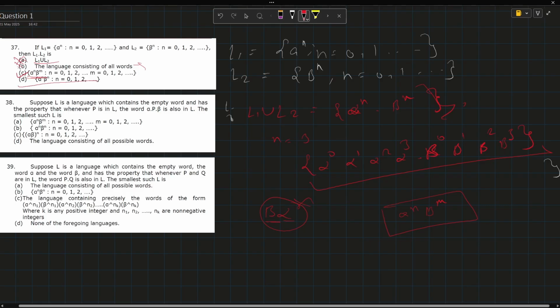And this one is also wrong because, of course, there is iteration of a different combination. There is nothing given like this n or m is equal. So yeah, C is the correct option.